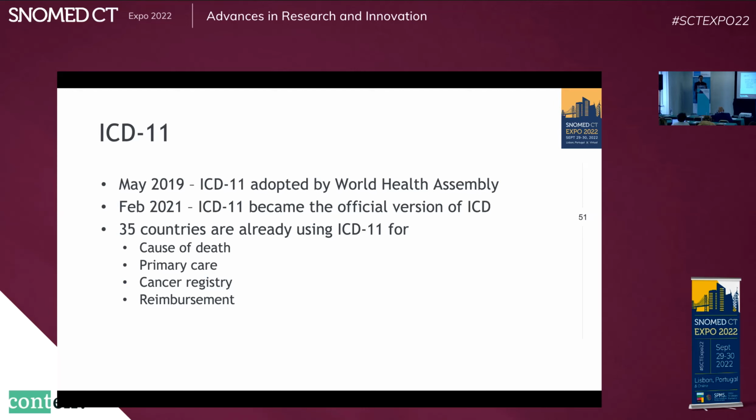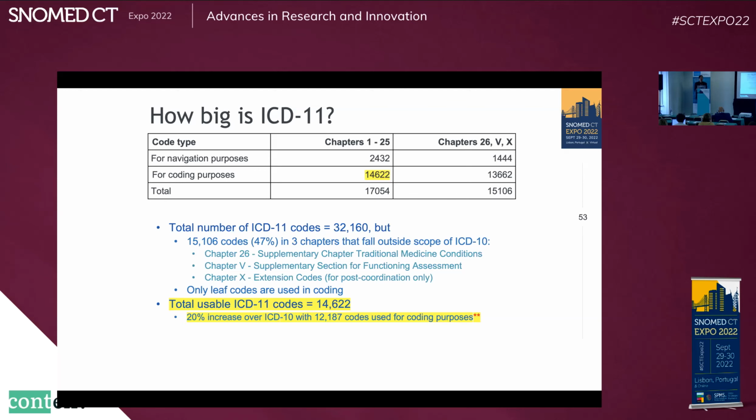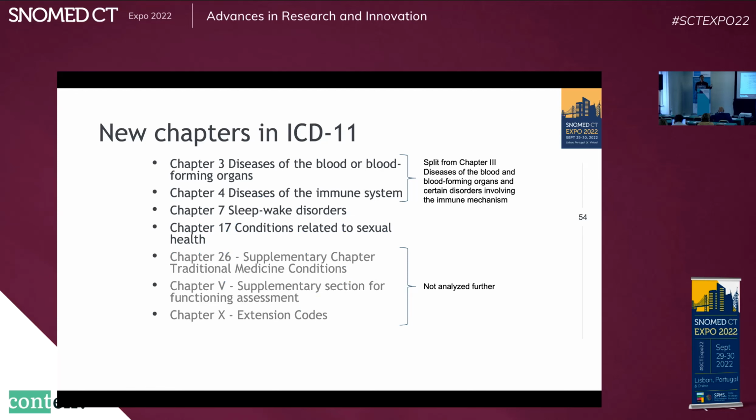So how big is ICD-11? If you only compare the same chapters in ICD-11 and ICD-10, there's about a 20% increase in the number of codes, not a huge lot, because there are some new chapters in ICD-11, like traditional medicine, functional assessment, and extension, which are not in ICD-10. So we don't compare those. Overall, it's about 20% more codes. Some new chapters are splits of old chapters, like diseases of the blood and blood-forming organs and so on. Some are really new chapters, like sleep-wake disorders and sexual health.